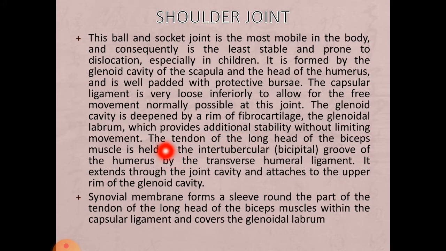Next we have the glenoid. After the glenoid labrum, we have the tendon of the long head of the biceps brachii muscle, which is held in the intertubercular groove, also called the bicipital groove of the humerus, and it is basically connected to the joint cavity through the transverse humeral ligament.